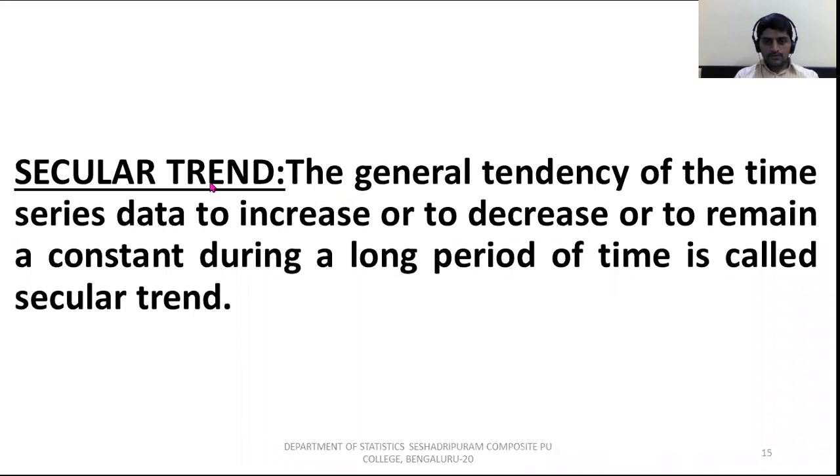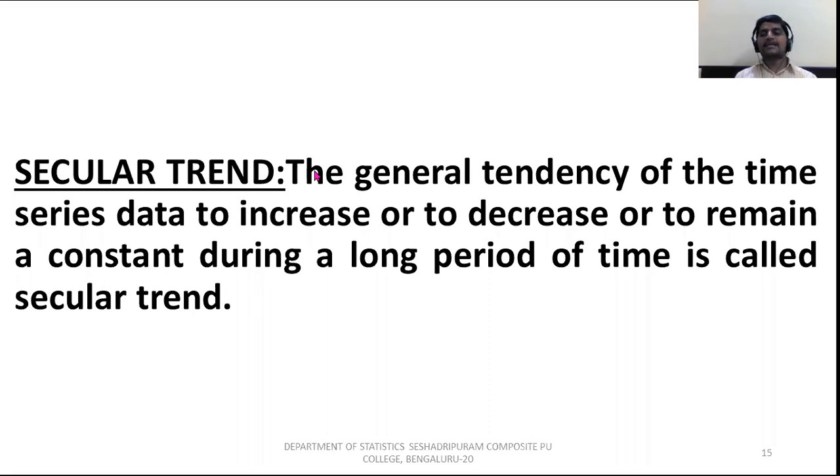Now, this definition we already discussed in the last class. What is secular trend? Give an example. What are the causes here? What is the duration here? Every one of the four components you have to learn like this: what is secular trend, what is the duration, what are the causes, what is the example. You have to learn all four components like this. It is very easy to remember from the examination point of view.